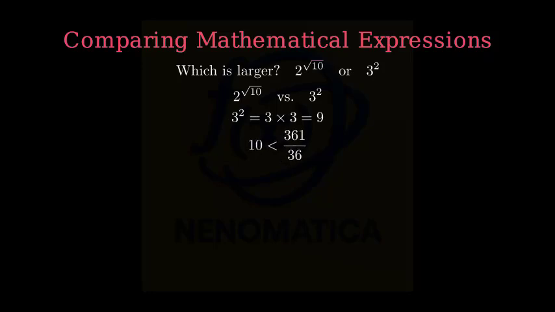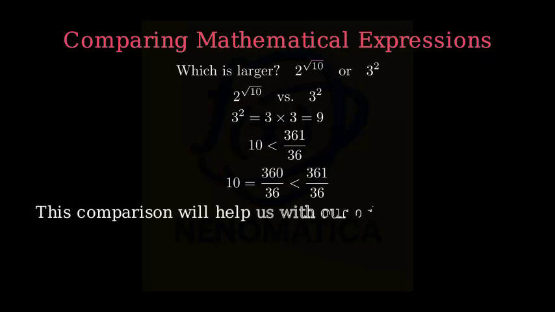The first step in our solution is to compare 10 and the fraction 361 over 36. We can see that 10 is less than 361 over 36. Let me explain why this comparison helps us. If we can establish relationships between these values, we can use those relationships to compare our original expressions.